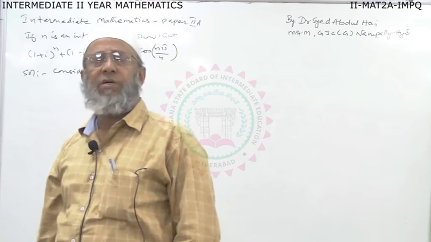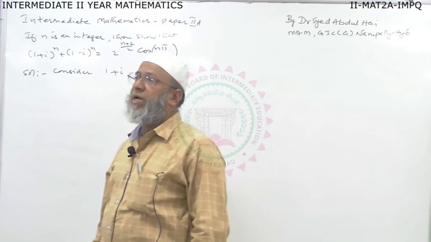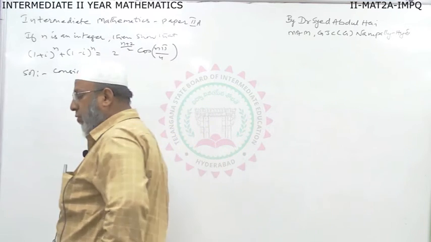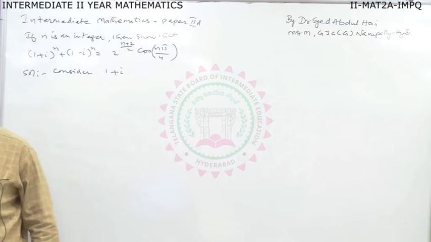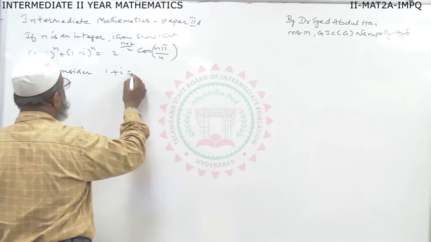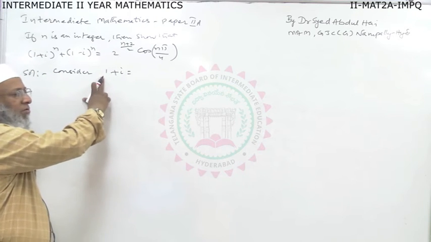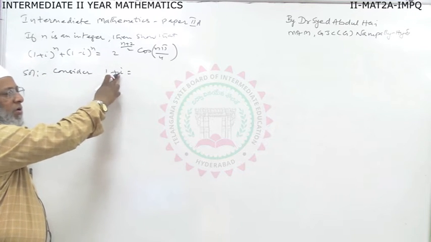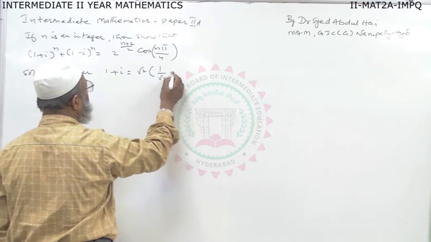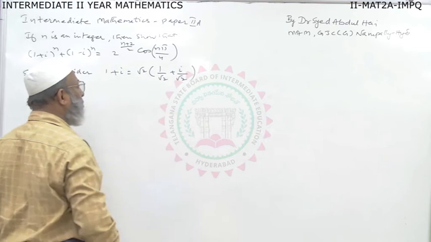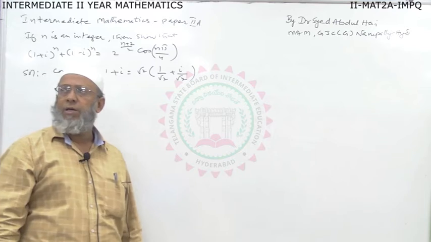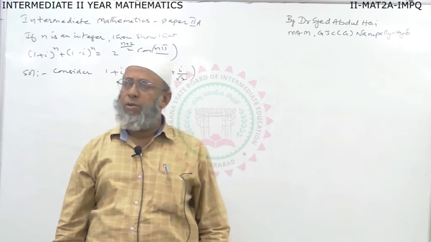And the second one is you have to multiply and divide by the square root of the sum of the squares of the coefficients. So what I am doing, I am writing this as 1 plus i is equal to, what is the value here? 1. What is the coefficient of i? 1. So 1 plus 1 is equal to root 2. So I am multiplying and dividing by root 2. So it is nothing but 1 by root 2 plus i by root 2.